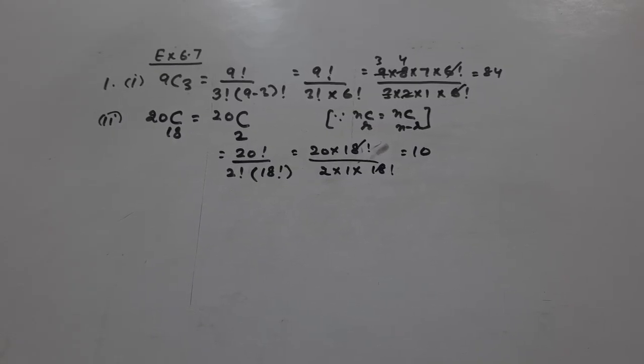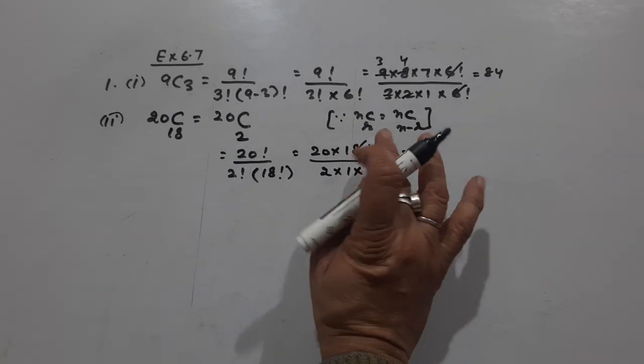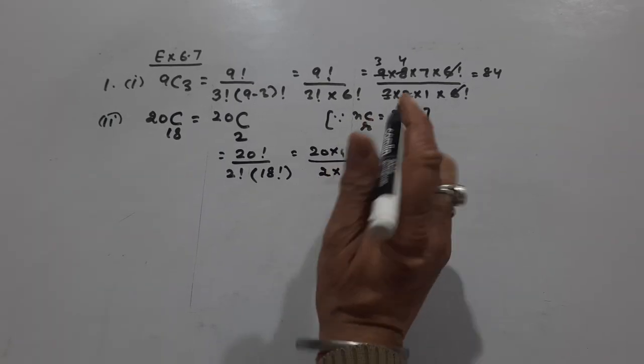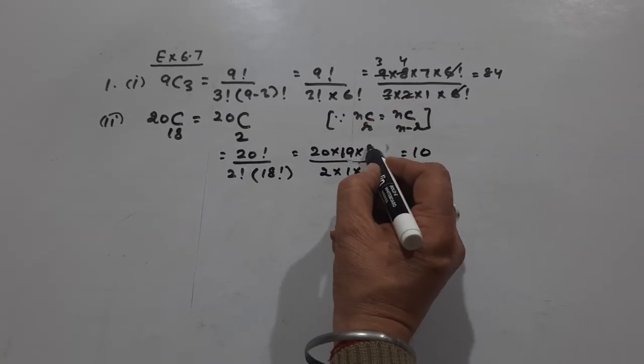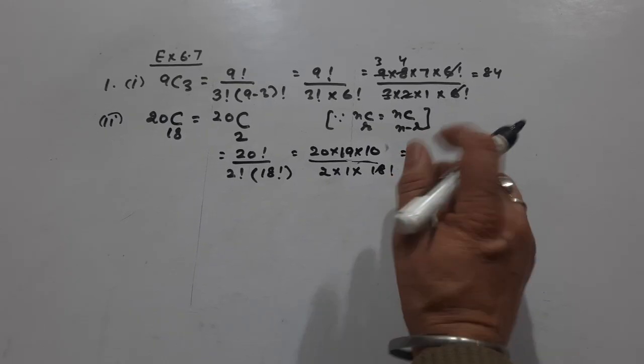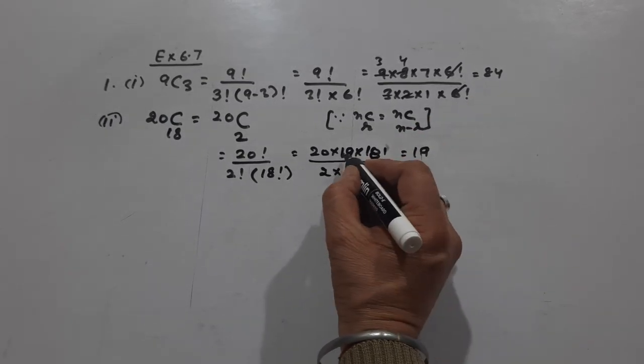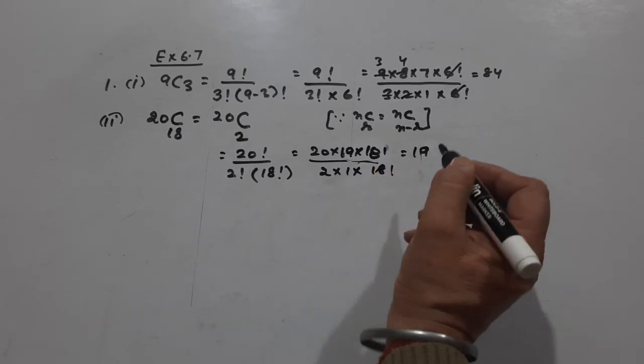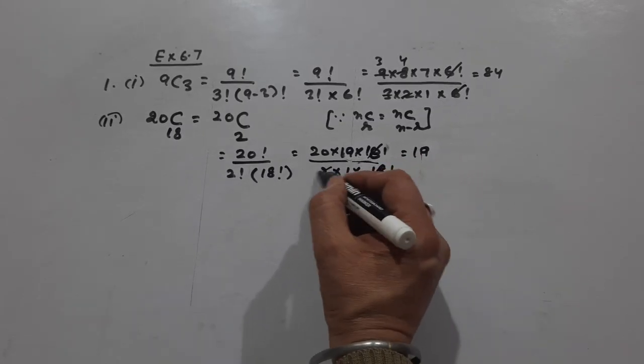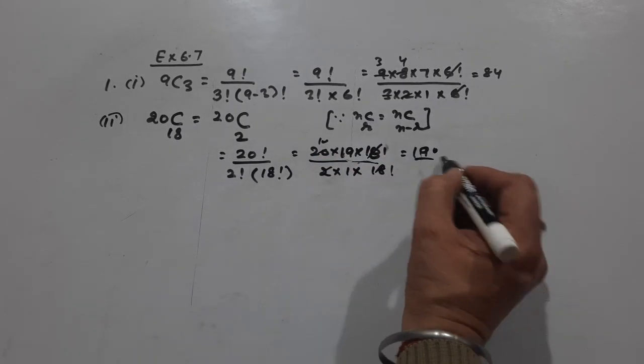Some mistake is there, students. Here we have to write 20 into 19 into 18 factorial, so cancelling these, the answer will be 190. Right, students?